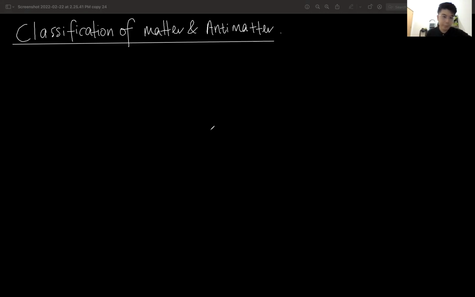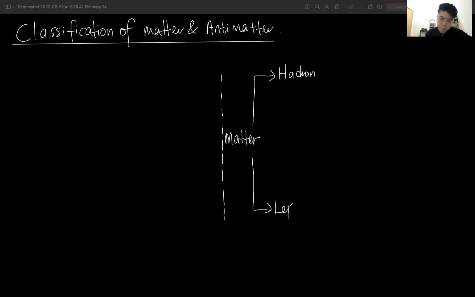So here I will write like this. We do matter first. So for matter, first you have the hadron, and then you have the lepton. The boson I did not put here. The boson and the quark I do not put here because this is another classification. All right, so hadron and lepton.